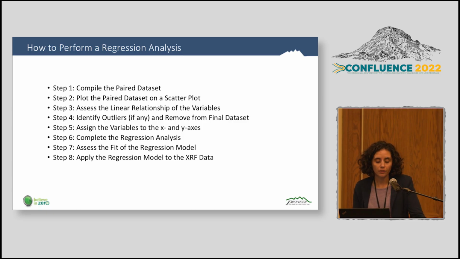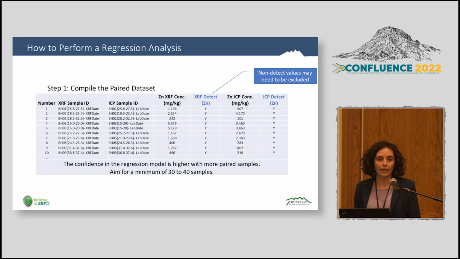So step 1, we want to compile the paired data set. In order to perform a regression analysis, you need to have an XRF result and an ICP result for the same sample. So you definitely want to make sure that when you're taking those samples, sending one to the lab and then analyzing one with the XRF, that they are from the same sample interval, and you've done a pretty good job mixing the samples together so that you're analyzing the exact same thing, or as close as you possibly can get.